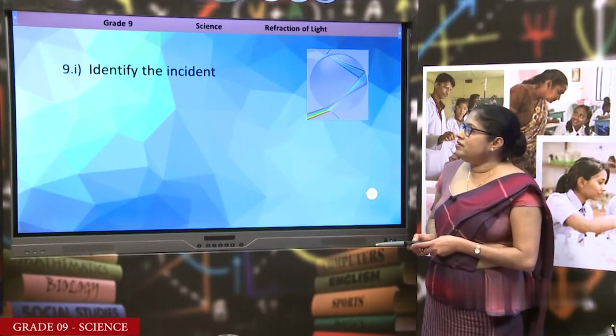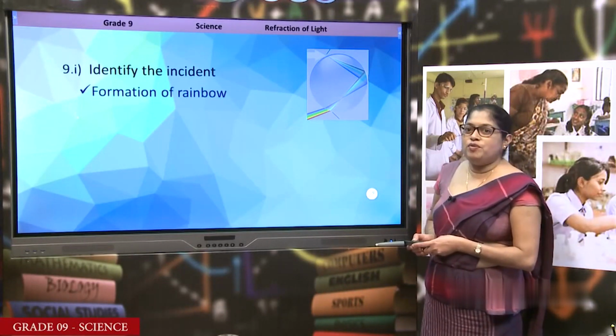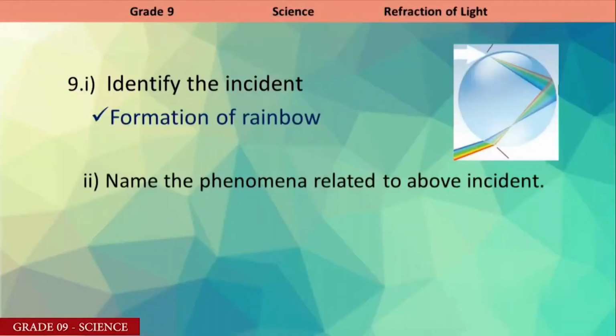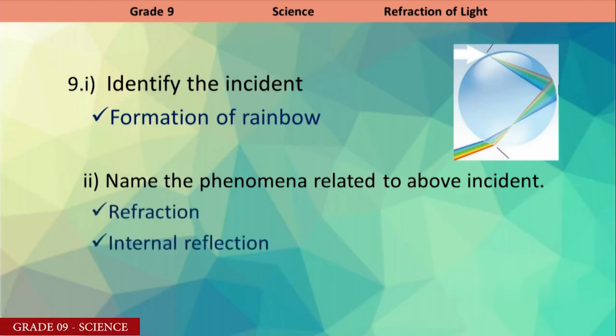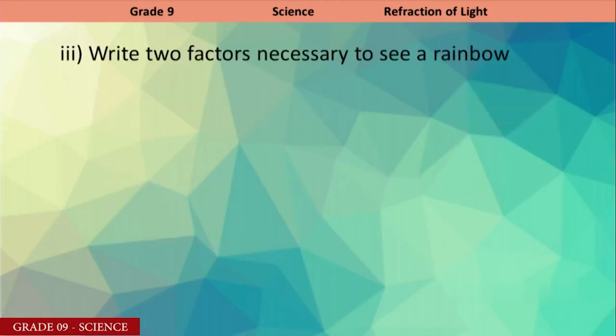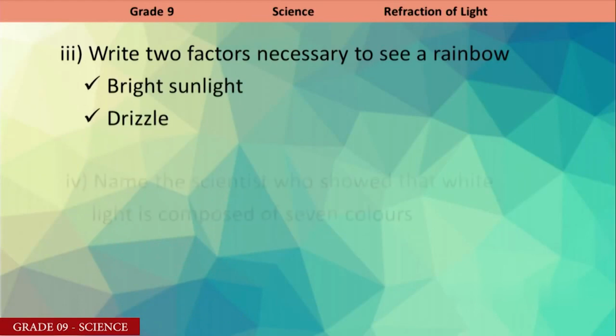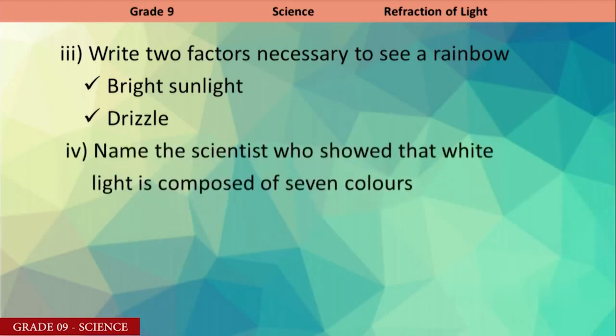Identify the incident. So, this is the formation of a rainbow. Name the phenomena related to the above incident. So, the answer is refraction and internal reflection. Write 2 factors necessary to see a rainbow. You know, bright sunlight and drizzle should be present to see a rainbow. Name the scientist who showed that white light is composed of 7 colors. Sir Isaac Newton is the answer.